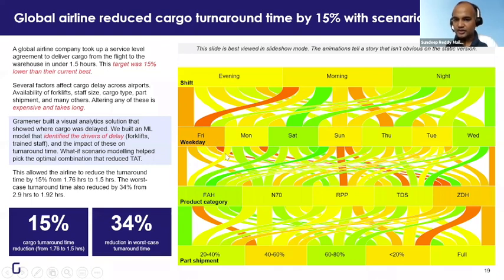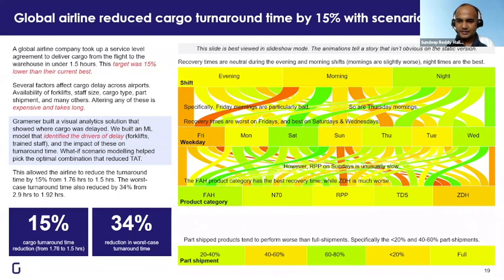And on Fridays too, the product category that has the most trouble is the ZDH category. And the ZDH category is fragile items. And for fragile items too, when the box is 20% packed, these are the ones that cause the most delays. So you can combine your analysis with narration, and you see that there is a reduction in average turnaround time from 1.76 hours to 1.5 hours. And that results in a 34% reduction in worst case turnaround time scenarios. So this is the kind of power that engaging storytelling combined with data analysis can bring to summarize your outcomes.